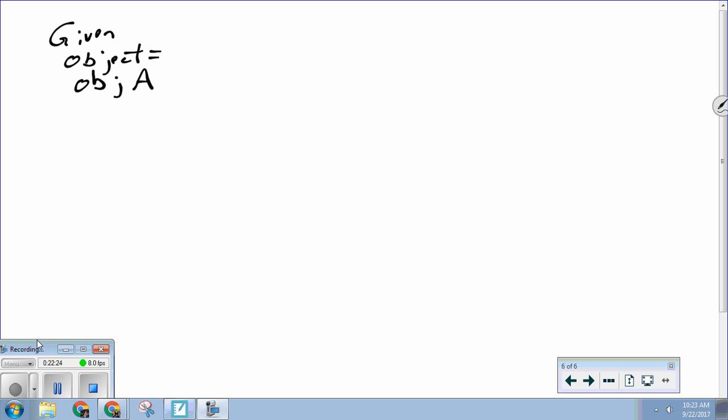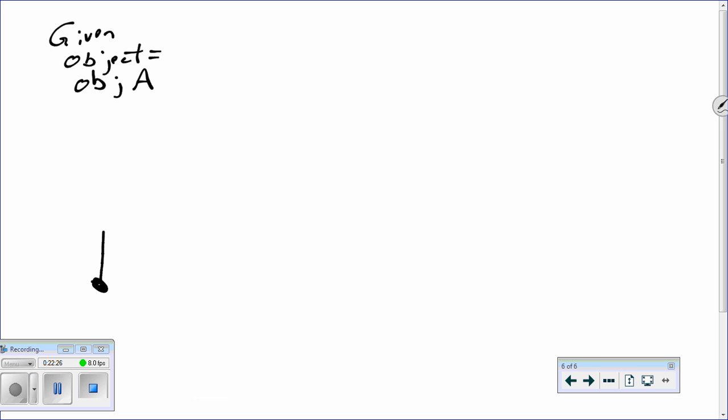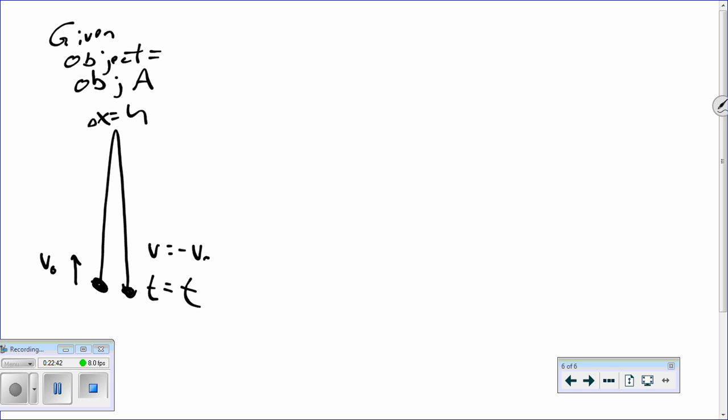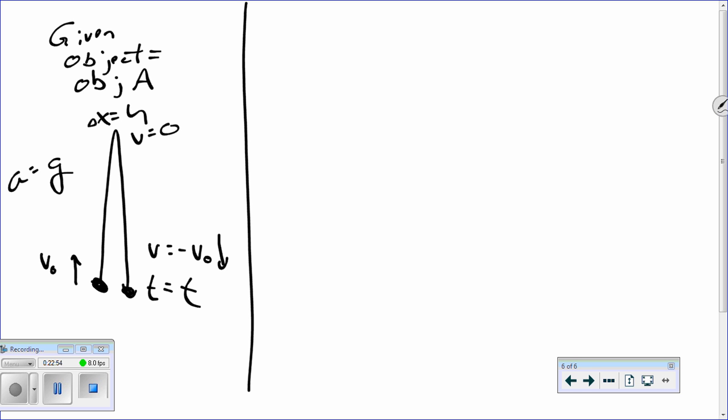So here's my drawing. So here's my object. It's going to go up, it's going to come down. I know that it's fired with a velocity of v0. I know up at the top that my displacement is h. And I know over here my time is t. That's a dumb thing that I just wrote, but it's accurate. And my velocity here is negative v0, right? I also know at the top that my velocity is 0. Cool? Yep. The one other thing I know is my acceleration is g, right? Or negative g, however you want to think of it.